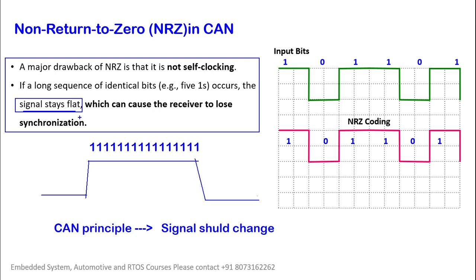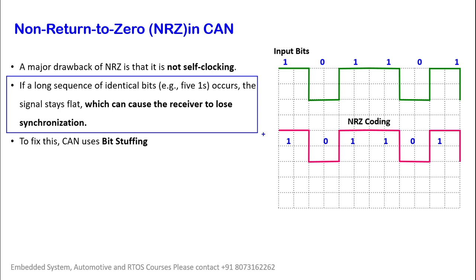The signal appearing like a flat signal is going to cause a receiver and transmitter synchronization issue. There might be a possibility of losing the synchronization between transmitter and receiver. So why does this happen? In our CAN protocol mechanism, it is properly defined that periodically the signal should change its state. Either the bits should change, or if not, we have to change it by some other mechanism, or else the receiver and transmitter will lose the synchronization.